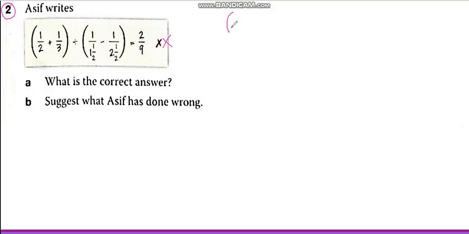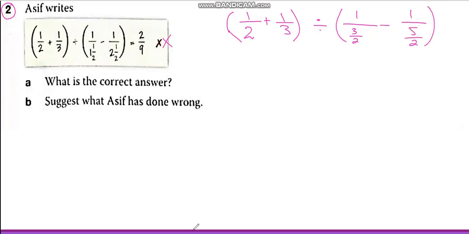It's a very easy process. First, we will solve the brackets, like we can make the denominator the same here. And we will also convert the mixed numbers into improper fractions. Like 1 1/2 can be 3 over 2, and 2 1/2 can be 5 over 2. So here, first we need to make the denominator the same. So the lowest common multiple will be 6. So let's multiply with 3. And here we'll multiply with 2. So if I rewrite the fractions, we will get 3 over 6 plus 2 over 6.